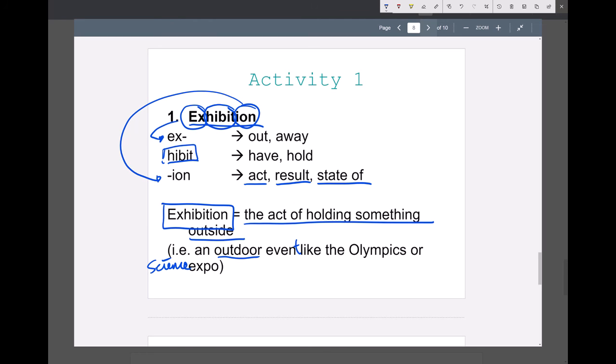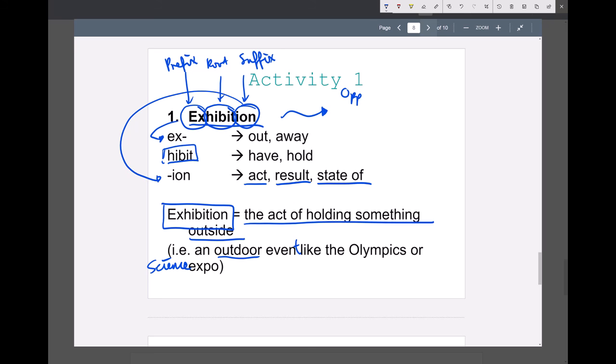Can you think of an opposite word of exhibition? What part of the word would you change? Would you change the roots, the suffix, or the prefix? Remember, if you want to give the word an opposite meaning, which part would you change?